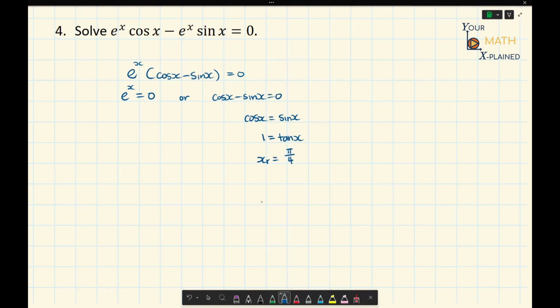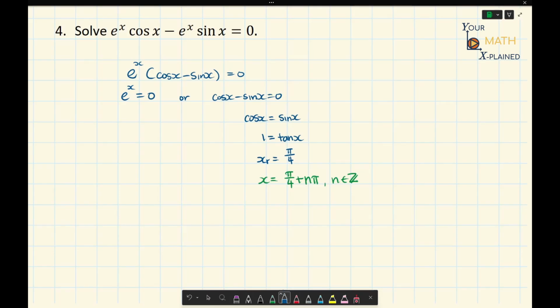And tangent x being positive, meaning we're going to be either in quadrant 1 or quadrant 3. So notice how for this particular question, we are not given a domain. And since we're not given a domain, that means we need to find the general solution. So the general solution for tan x is equal to 1 is going to be x is equal to pi over 4 plus n pi, where n is an integer. And this is because the solution in quadrant 3 is going to be exactly pi units away from the solution in quadrant 1.